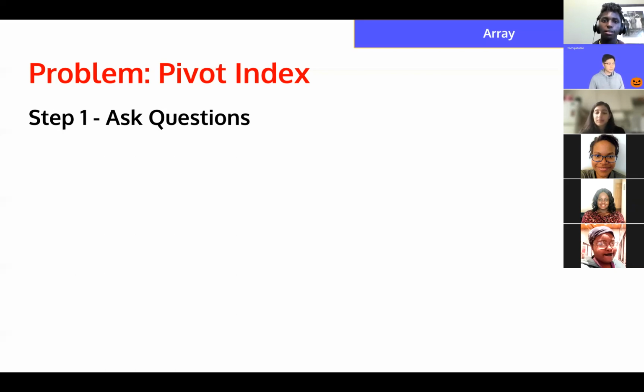So, can we assume that the array will be non-empty, like it'll always contain some numbers? Yeah, for simplicity, you could assume that. Depending on the interviewer, they might say no, you cannot assume that, in which case you might write a simple check against that case, right? But in this case, let's just say yes, we can always assume that it will be an array of numbers.